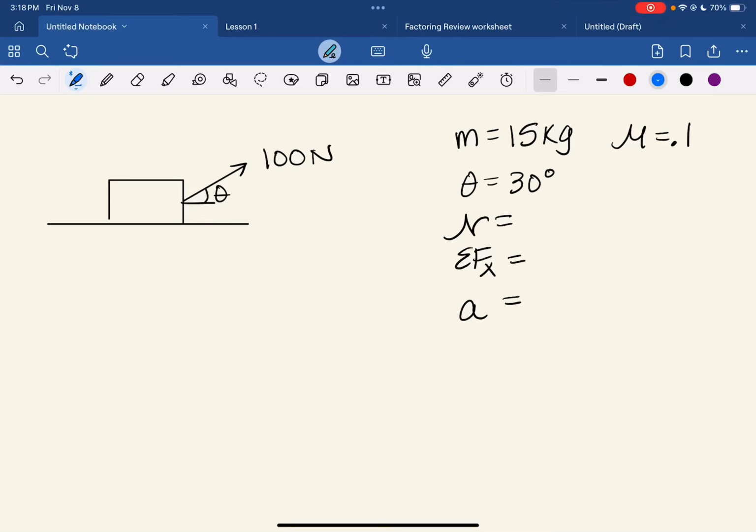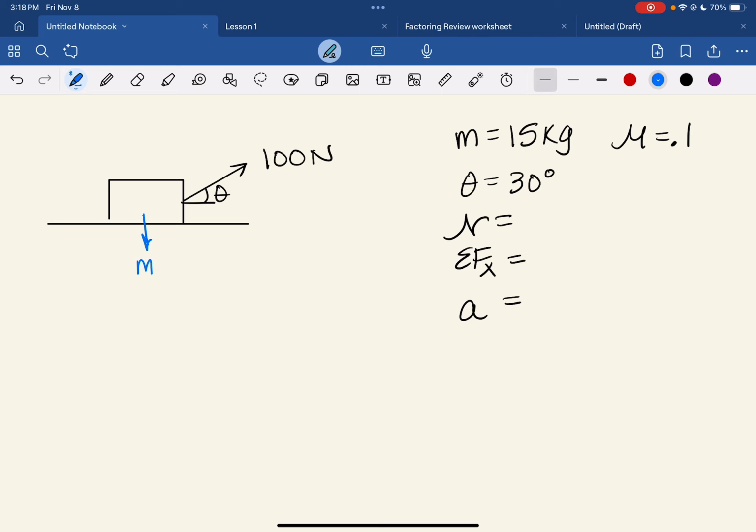All right, this is the fourth problem, or the last problem on that first page, and we have a force that's actually acting at an angle. So the only caveat here is we're going to have x and y components of that force. So let's go ahead and label our forces like we normally do.